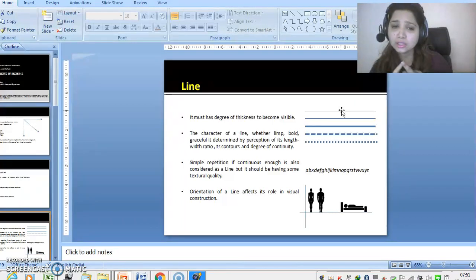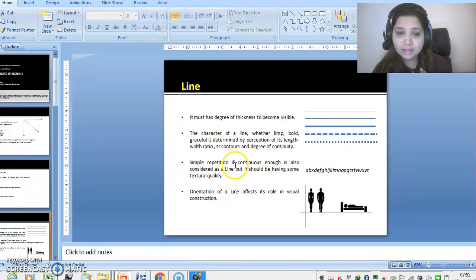Now there's another thing to it, that line has types. So the characteristics of a line, whether it is limp, bold, graceful, is determined by the perception of its length-width ratio, its contours, and the degree of continuity. So we have shown these two different types of lines, and they are used for different purposes.